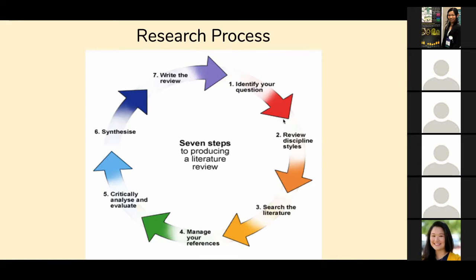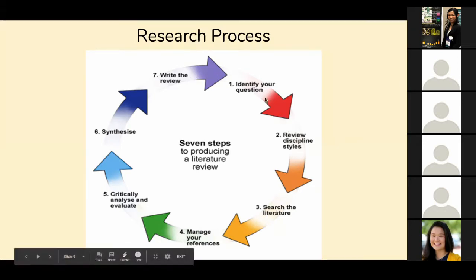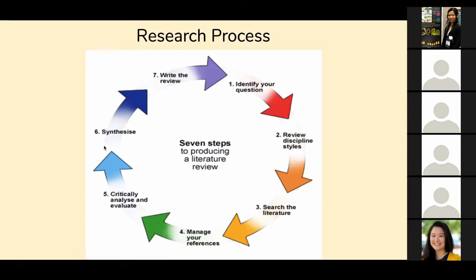But notice again, whoa, we're going back on the cycle. It keeps going around, because as you're learning more, you may realize, oh, I need to search this other part of the literature, right? And I need to analyze that and synthesize that with what I've already gotten.